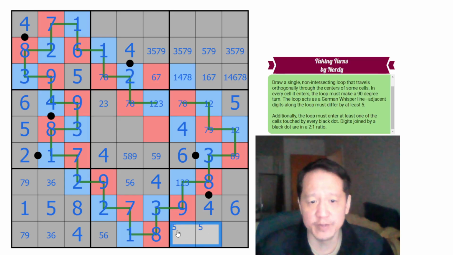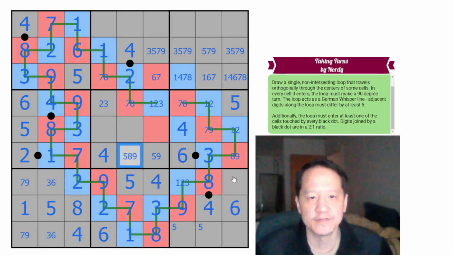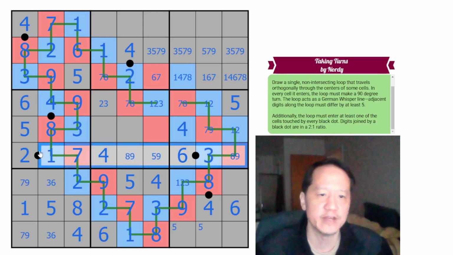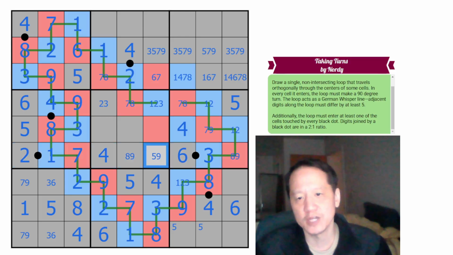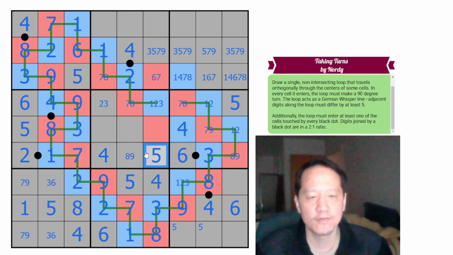This can't be 5 because one of these two has to be a 5. Therefore, this becomes 6, which makes that a 5. This can't be 5. We now have an 8, 9, 8, 9 pair in row 6, which eliminates 8 and 9 from the rest of the row. So this can't be 9, so this must be a 5.